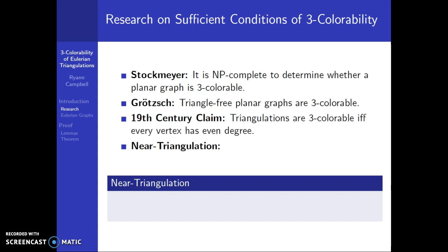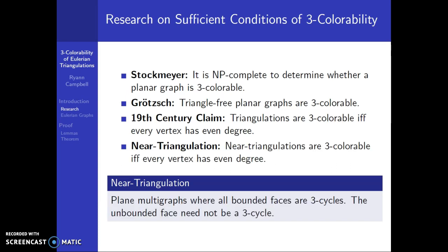In the 19th century, there was the claim that triangulations are three-colorable if and only if every vertex has even degree. This was later proven. Recall that triangulations are plane graphs where every face is a triangle. Near-triangulations are plane multigraphs where all bounded faces are three-cycles. The unbounded face does not have to be a three-cycle. It has also been proven that near-triangulations are three-colorable if and only if every vertex has even degree, similarly to regular triangulations.